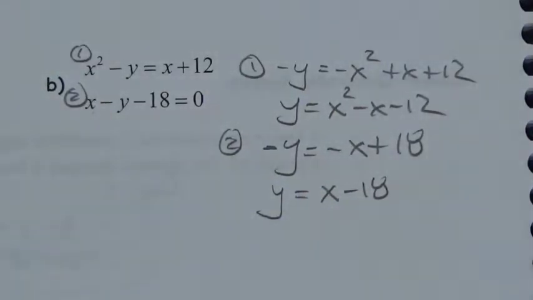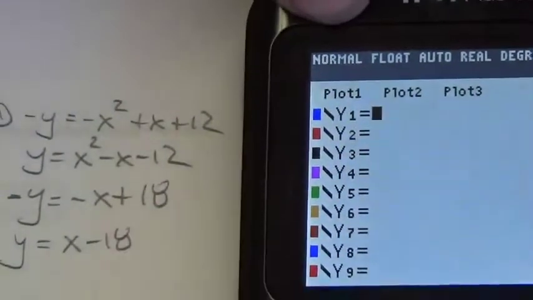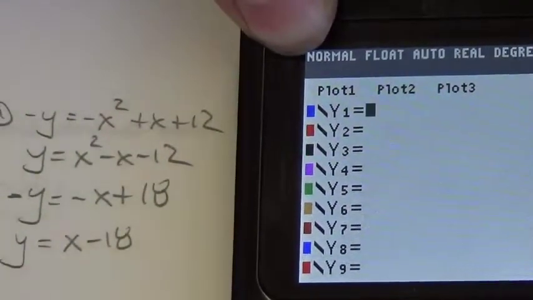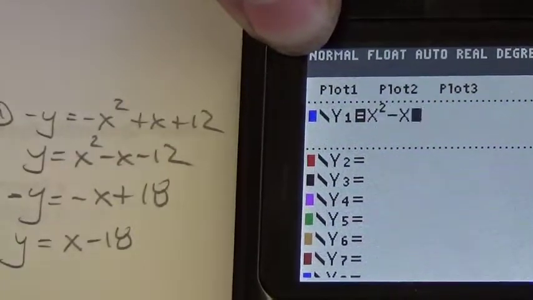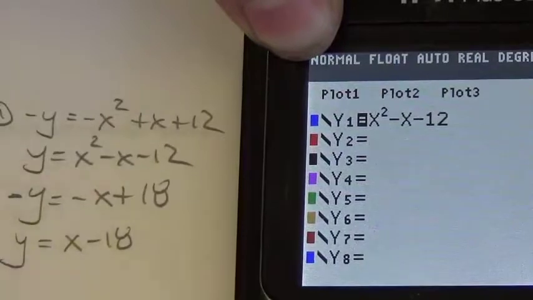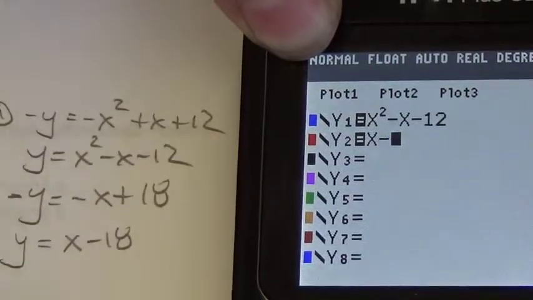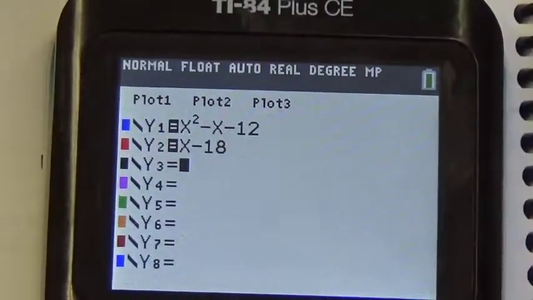Okay, so now what we've got to do here is enter that into the calculator. So we'll put those over there. Whoops, I'll do it like this. So I'm going to enter in those 2 equations. So x squared minus x minus 12, and then x minus 18. Good. All right. Press graph.